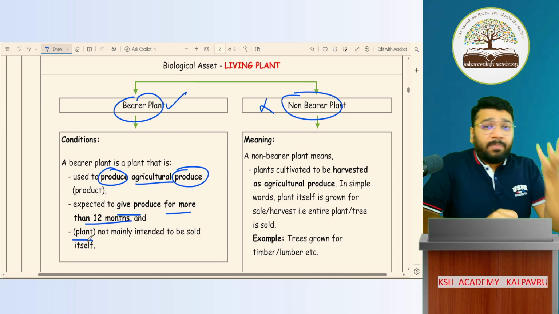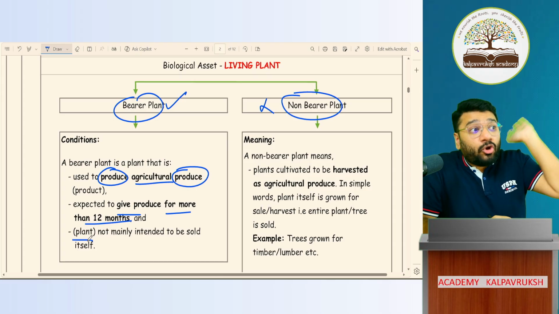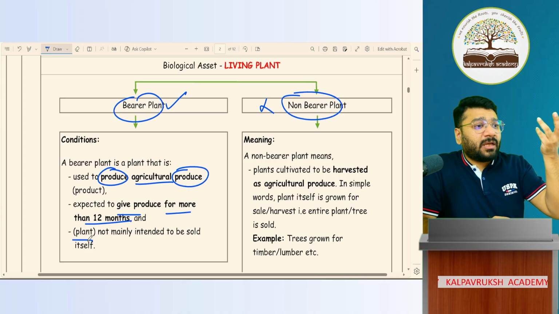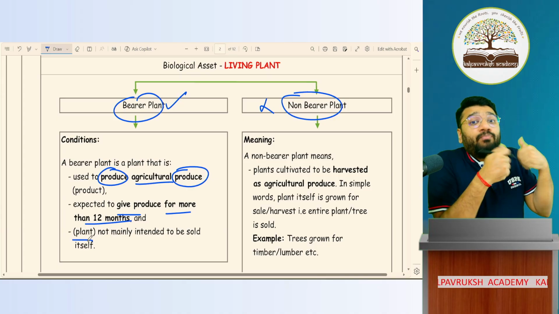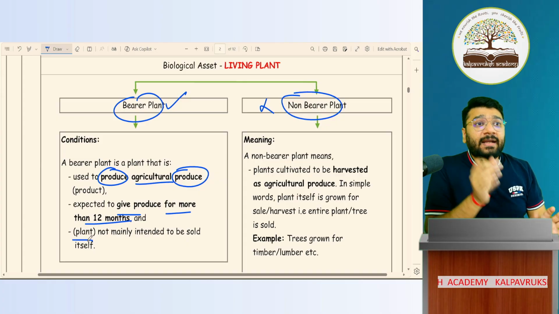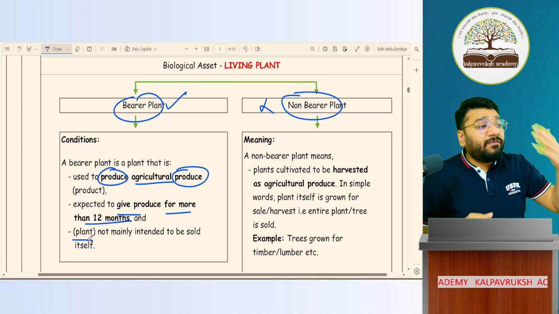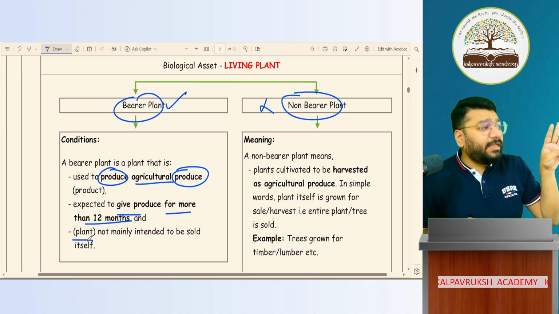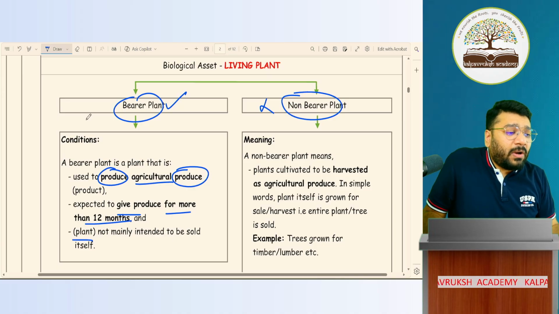Third, the plant, which plant? The bearer plant itself should not be sold. After the crop is grown, the agriculture produce is coming, the produce and the plant both should not be sold. Only the produce, take it out and sell it, and that plant will be as it is there, which will reproduce the agriculture product further and further. If all the three conditions are satisfied, then this is called as bearer plant.